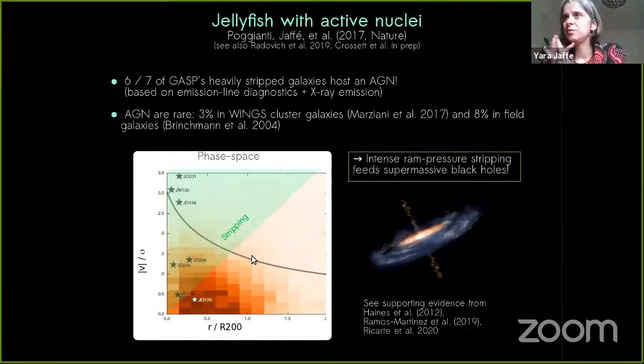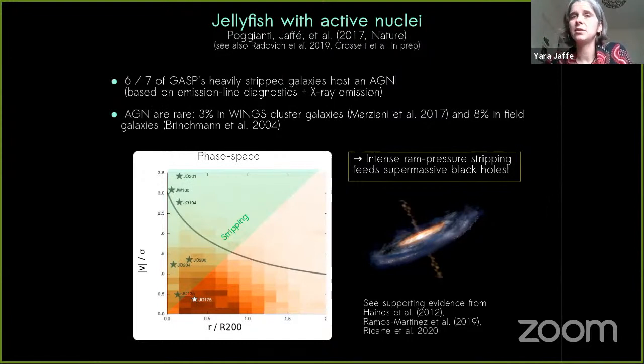I'm going to just show some highlights from the GASP survey. One of the highlights that we had was a completely unexpected result that we found from the 7 GASP galaxies that had these extremely long tails that were longer than the stellar body of the galaxy. We started finding that many of them had an AGN.